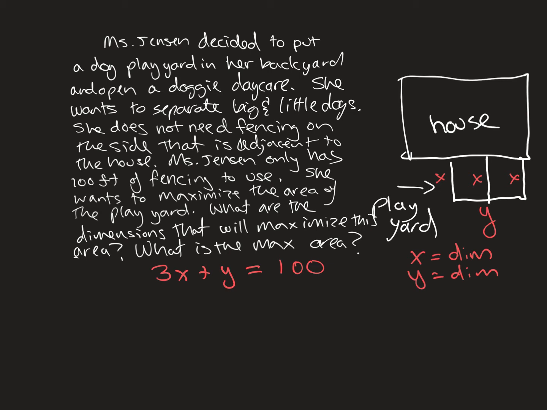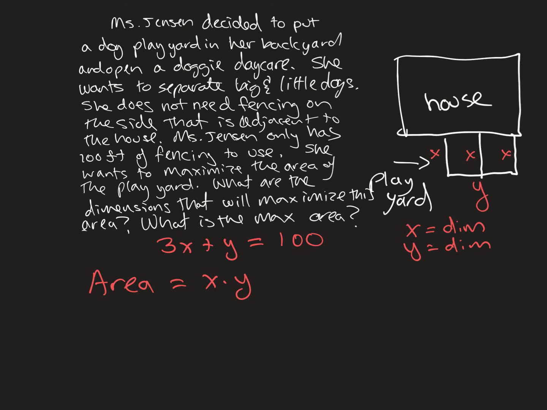But the equation I really want to work with is the area equation. And the area of this rectangle is just x times y. Now, in order to work with this equation and to find the max, I need to write this equation in terms of one variable. And that's where the constraint equation comes in.